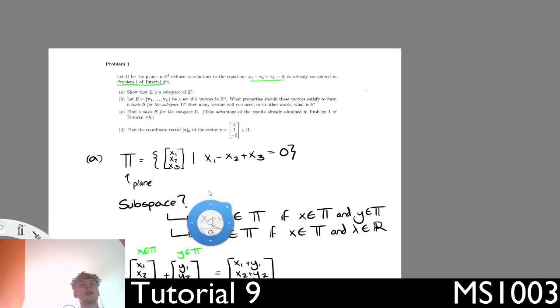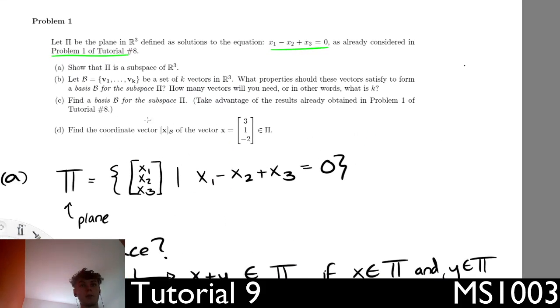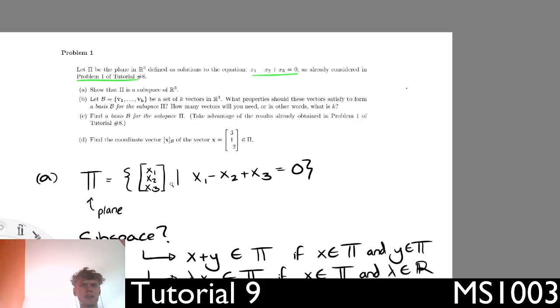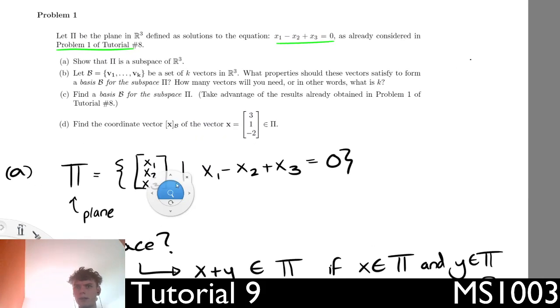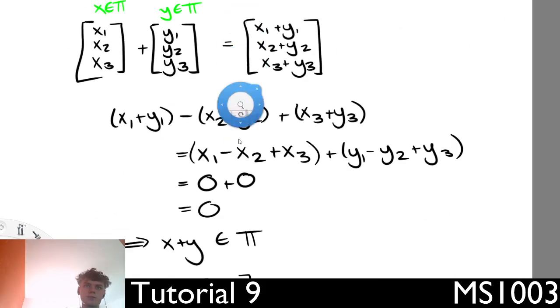And I actually did do part C already, right? Find a basis B for the subspace P. If you want to go watch tutorial 8, you can. I'm also just going to do it out here because I feel like people are having trouble with finding bases for certain things. So let's find a basis for this plane here.